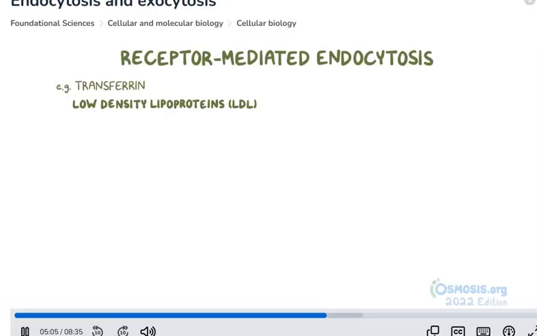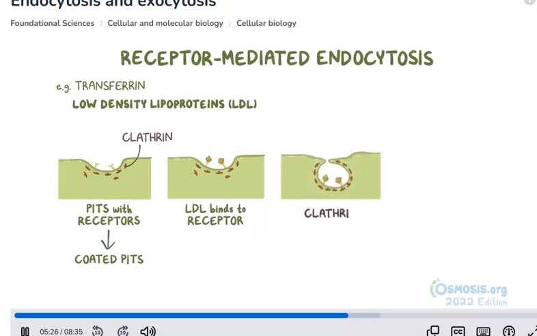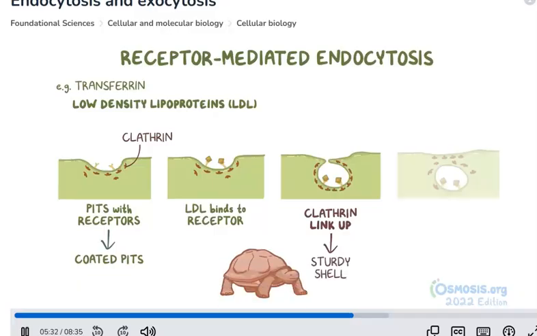Now, on the surface of the cell membrane, there are indented pits that have specific receptors for molecules like LDL. These pits are covered on the intracellular side of the cell membrane by a layer of clathrin proteins, so they're also called coated pits. Now, let's say LDL binds to its receptor in one of these pits. The edges of the pit start coming together. At the same time, the clathrin proteins inside the cell link up to one another like a sturdy shell around the forming vesicle. Once the vesicle pinches off from the cell membrane, the clathrin proteins detach from it and go back to the cell membrane.